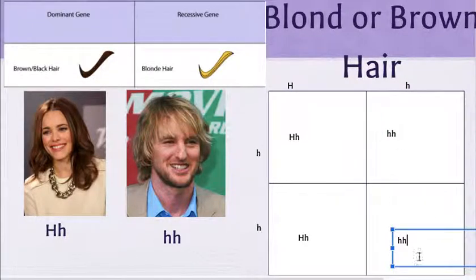So these two probabilities are blonde. These two are brown. So it's a 50-50 chance of the kids having brown versus blonde hair.